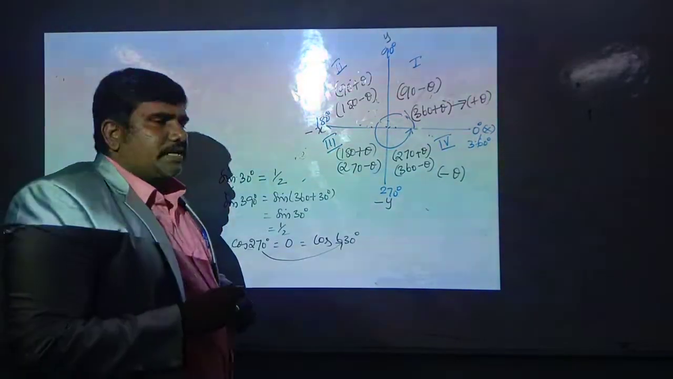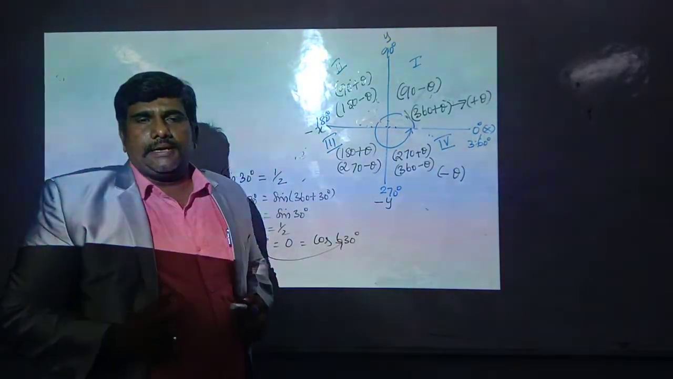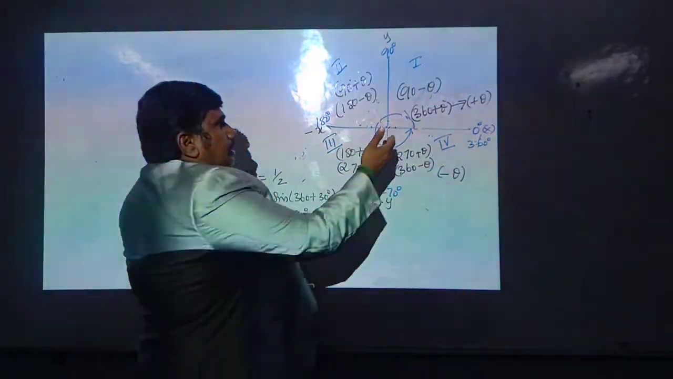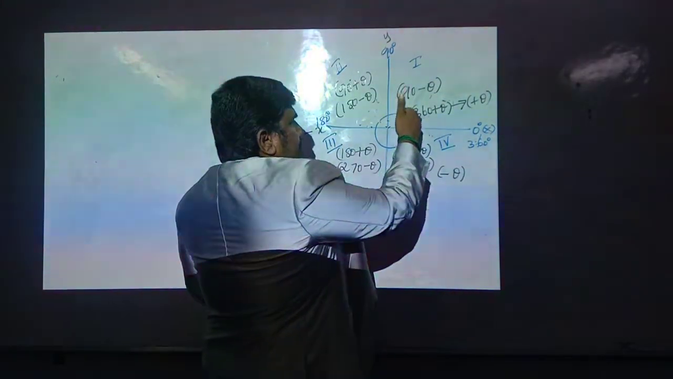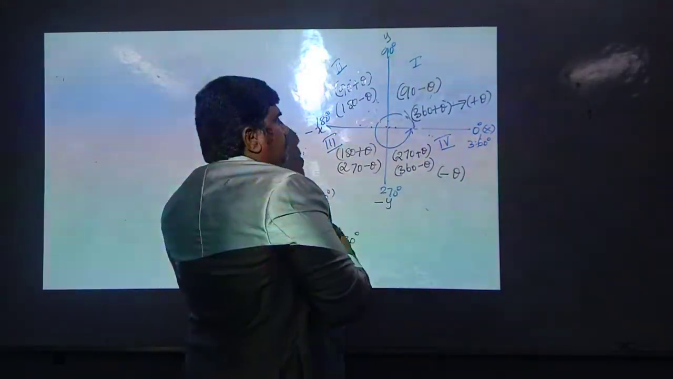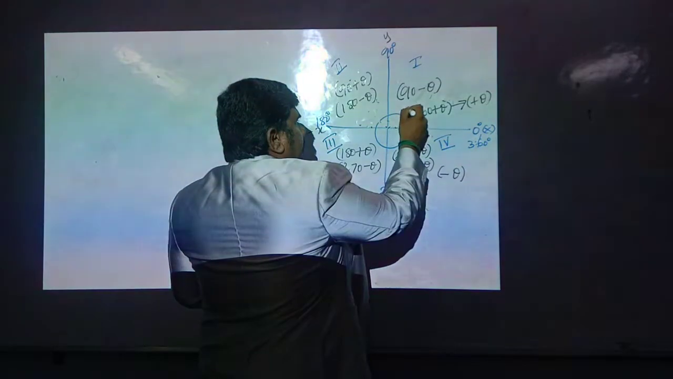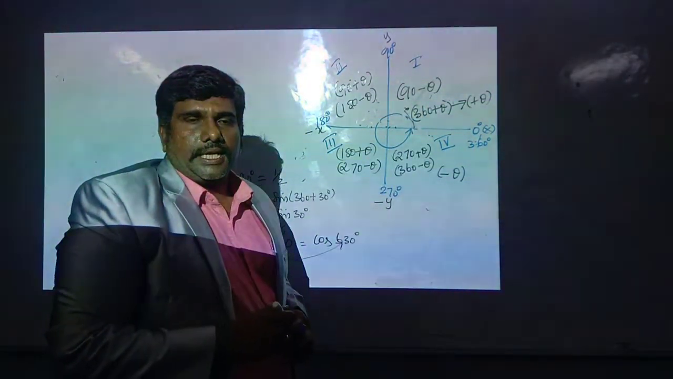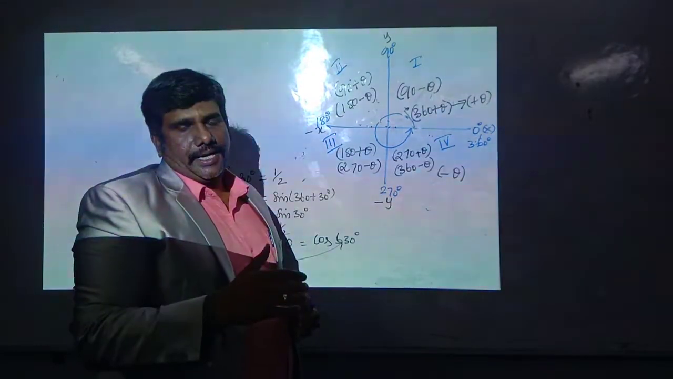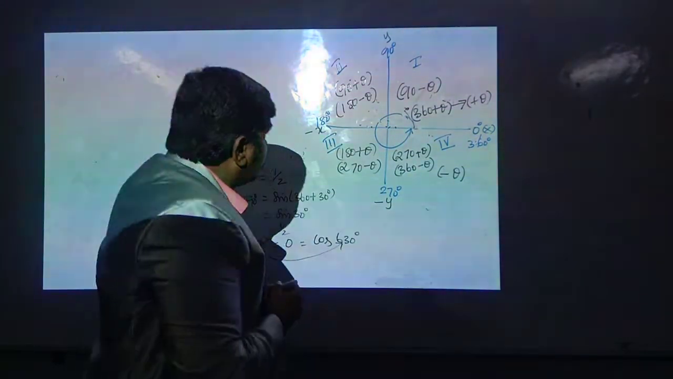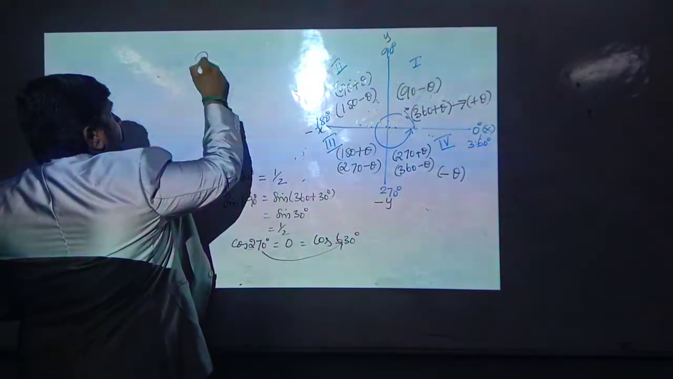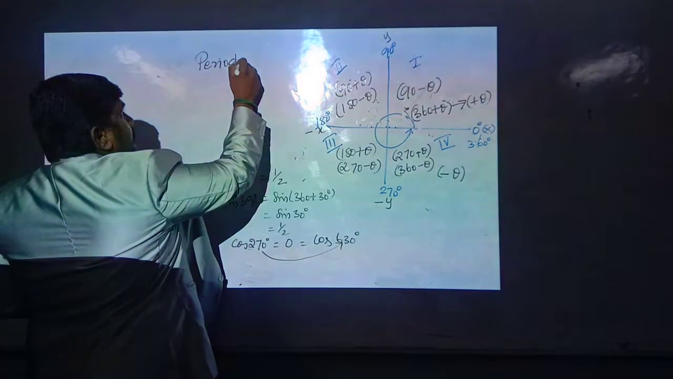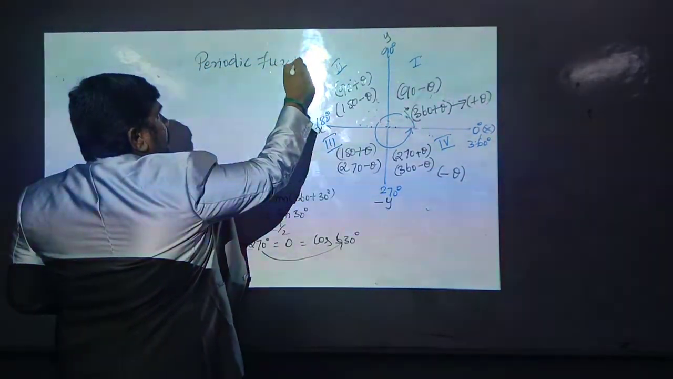Why is it repeated for every 360 degrees? Because after 360 degrees, it is always the same position. Suppose the point is here, then after 360 degrees, it is again coming to the same point. That is, it repeats, it's the same position. That is why these trigonometric functions are called periodic functions. So what do you mean by a periodic function?